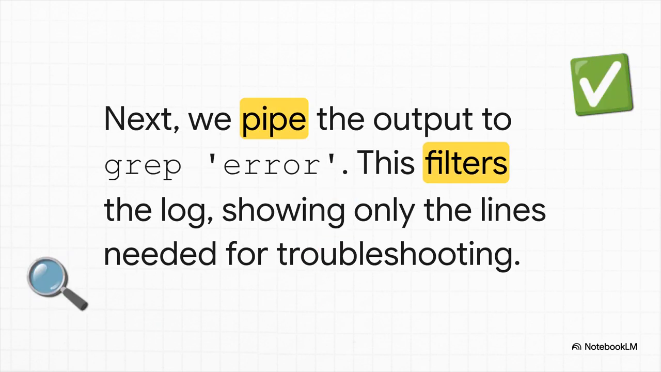Now let's add the first station to our assembly line. We pipe the output of cat directly into grep error. And just like that, that massive unreadable wall of text is filtered down to only the lines that contain the word error. See? We're already getting so much closer to something genuinely useful for troubleshooting a problem.